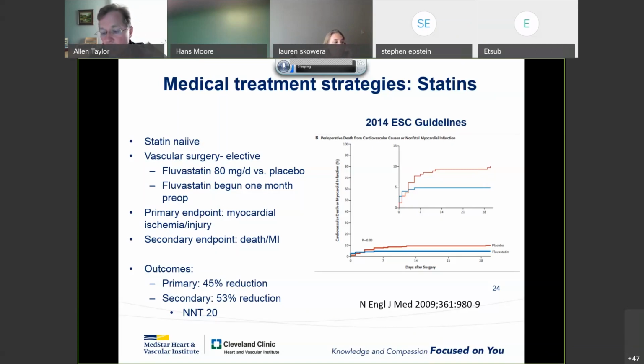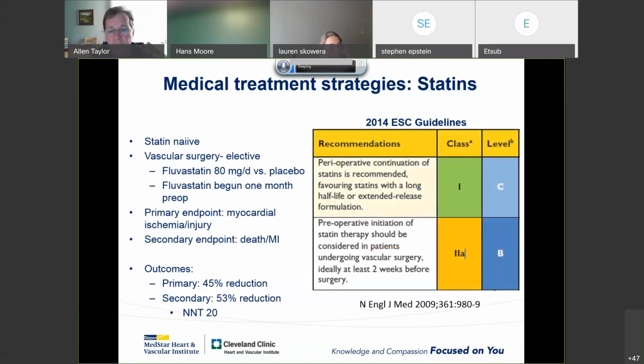Now, these patients required statin anyway, but it helps then to start it as far preoperatively as possible. This is vascular surgery, and otherwise outside of vascular surgery, there hasn't been a lot of randomized trials conducted. And these are the recommendations in the ESC guidelines. That is, we should continue statins if patients are on them, and it's a 2A recommendation that we should initiate statin therapy in patients undergoing vascular surgery, and ideally at least 2 or more weeks before the surgery.